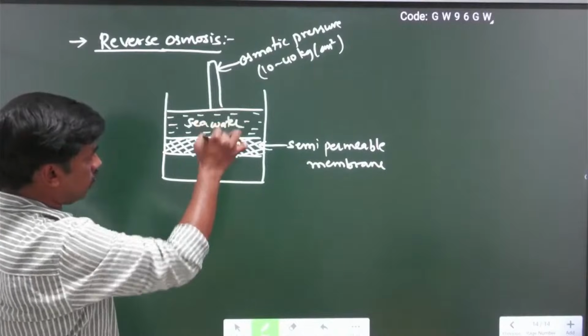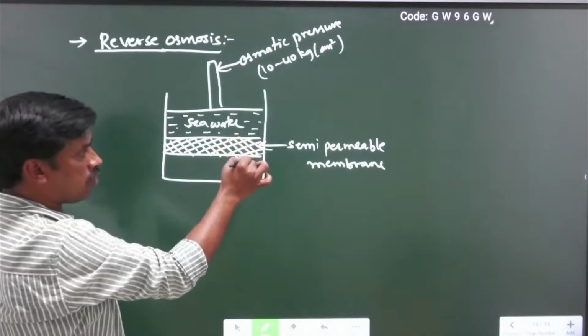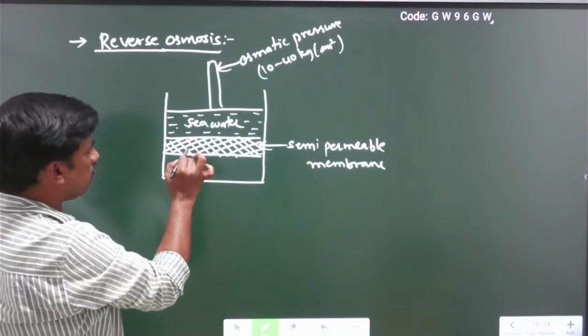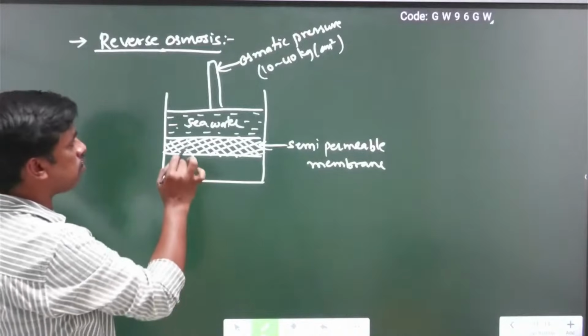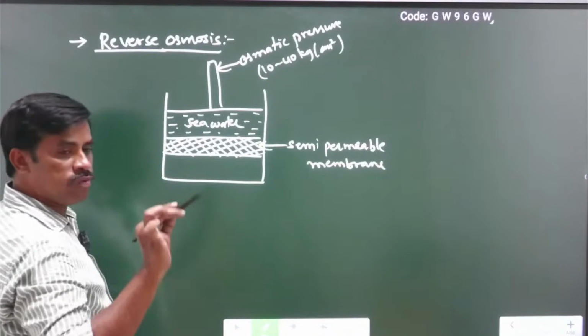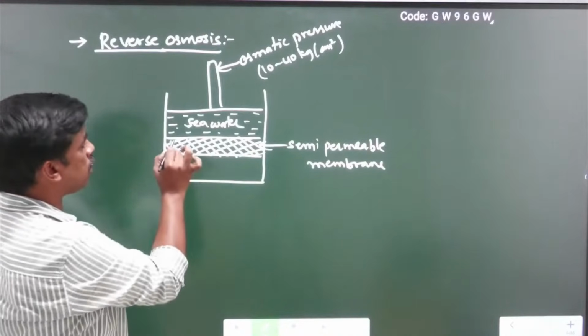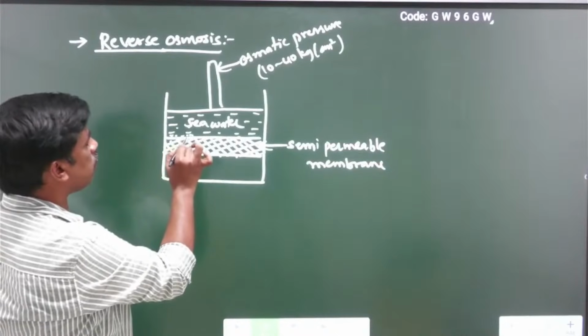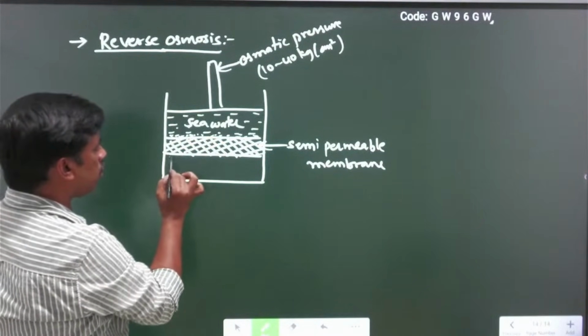Whenever osmotic pressure is applied, the water flows slowly towards the semi-permeable membrane. The semi-permeable membrane has a small microporous structure, it allows only solvent molecules, which means water molecules, and does not allow the salt particles. Salt particles are stopped on the surface of this bed. Here pure water is coming down.